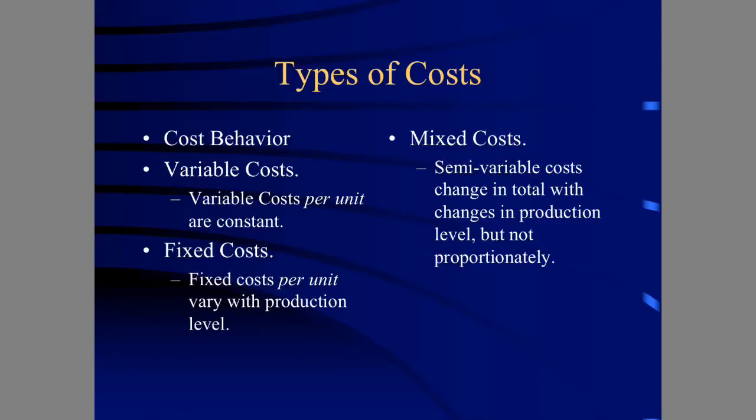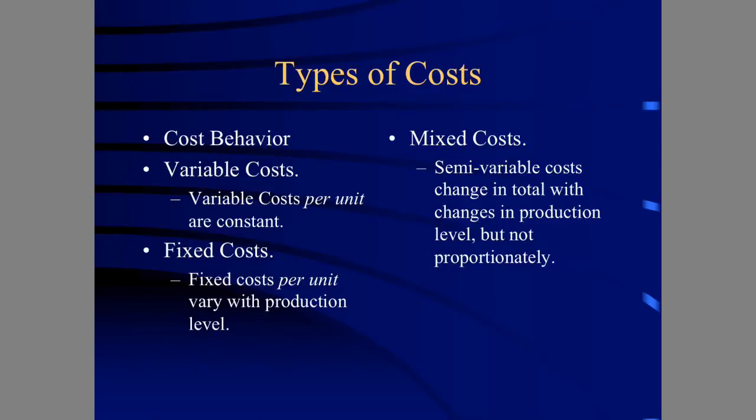We have variable costs, and variable costs per unit are constant. So for example, the more prescriptions we fill, the more prescription vials, the more labels we'll use. Fixed costs. Fixed costs are things that are already paid for. They don't vary with production level. We are open a set amount of hours, 9 a.m. to 7 p.m. We have to pay the electricity regardless.